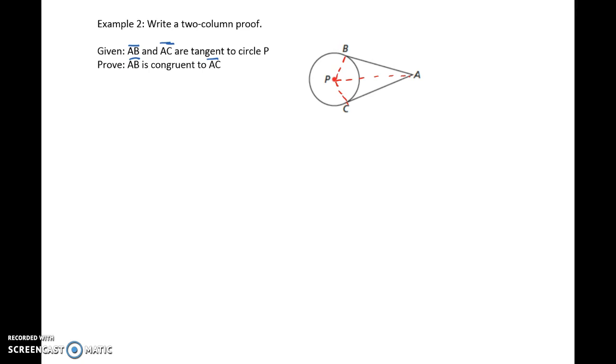So here's my plan. I drew in my radii, and what do you always know about radii? Well, all radii are congruent. And then lastly, what do you know about tangents to a circle? Well, remember, they create 90-degree angles. So I've got hypotenuse leg. So this is reflexive, and that's your hypotenuse because it's across from the right angle. And then I can use CPCTC. So you can always go back to looking for those familiar shapes that we are very, very used to working with. So here's my proof.